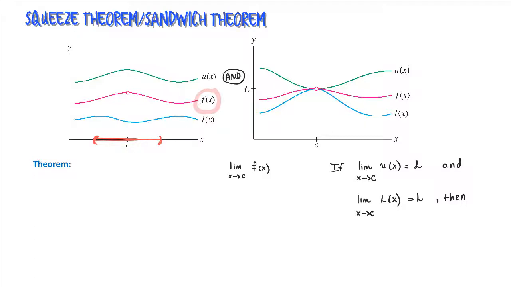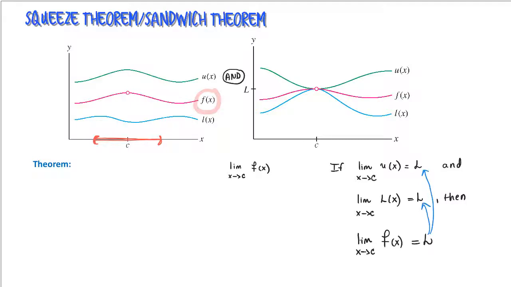So therefore, the limit as x approaches c of f of x will have to be L as well, just like the limit of L of x and the limit of U of x. And that's not difficult to really see, right? If you notice again around c, all three functions collide together right here. Practically, it becomes one single piece over here. So around c, they all behave in the same manner.